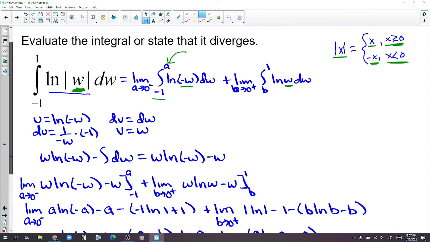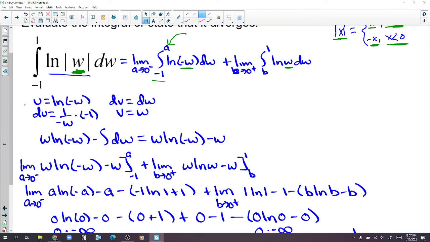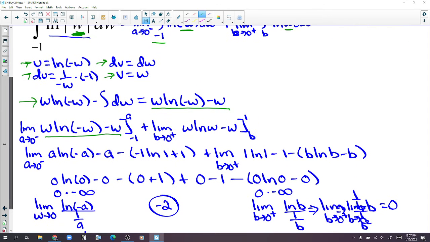Well, now we have to do the antiderivative of natural log. So we pick u as natural log. Take the derivative. dv is just dw, so v is w. And here is the antiderivative of that piece. And here's what we end up with right here. So that is the antiderivative. And then the antiderivative of the other piece with the positive just happens to be this one right here.